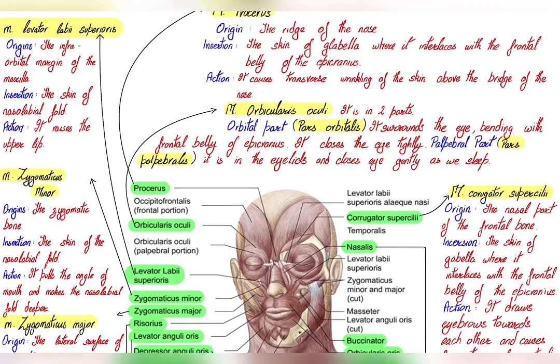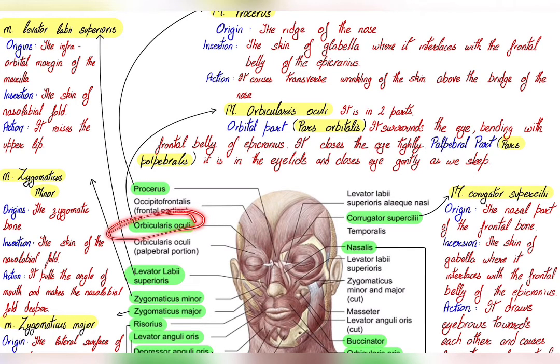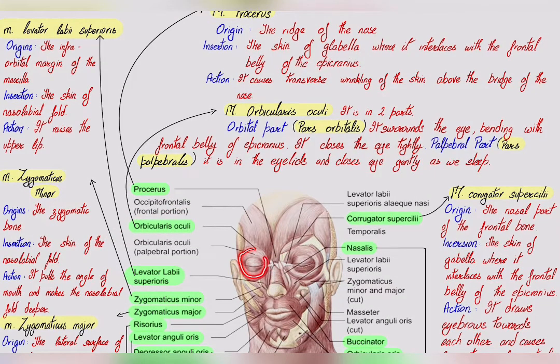Now, the next muscle is the orbicularis oculi, which we can see over here. This muscle has two parts, the orbital part and the palpebral part. The orbital part is located on the outer side and helps in tightly closing the eye, and it blends very easily with the frontal belly of the epicranius, which is located over here. The second part is the palpebral part, which is located over here and is known as palpebralis. It helps in slowly closing the eyelids, as while sleeping.